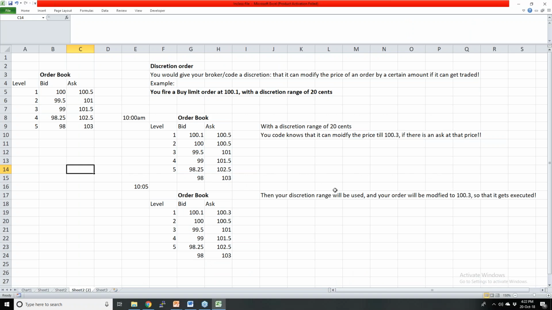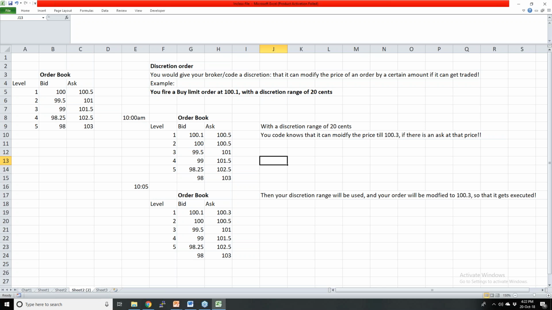There's a question, when I say modify the order, does that technically mean it is cancelled and replaced? Exactly. Modify is basically cancelling the previous order and replacing it with a new order. You can do it numerous times in a day. There's no limit to it.